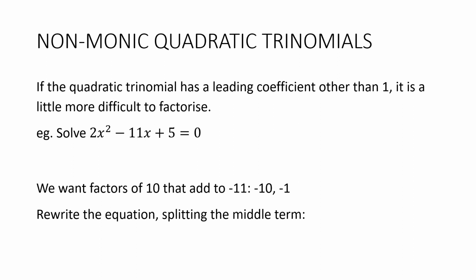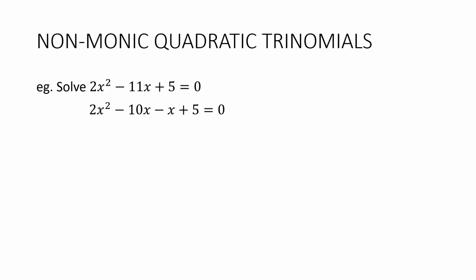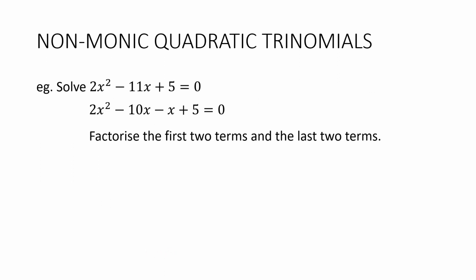Now this is what we do. We're going to rewrite the equation and we're going to split this middle term into negative 10x and then negative 1x. And what we've actually done here, remember this has come from the inner and outer products, we've split it back out into those two. Now what we do is factorize the first two terms and factorize the last two terms. So these two, common factor is 2x. Here, common factor is negative 1.